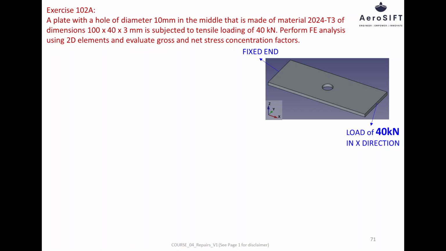In this exercise 102A, we analyze a rectangular plate with a central hole similar to the one used in previous exercises, with the same dimensions of 100 millimeters by 40 millimeters and 3 millimeters thickness. The plate is made of 2024 T3 aluminum and is subjected to a tensile load of 40 kilonewtons.